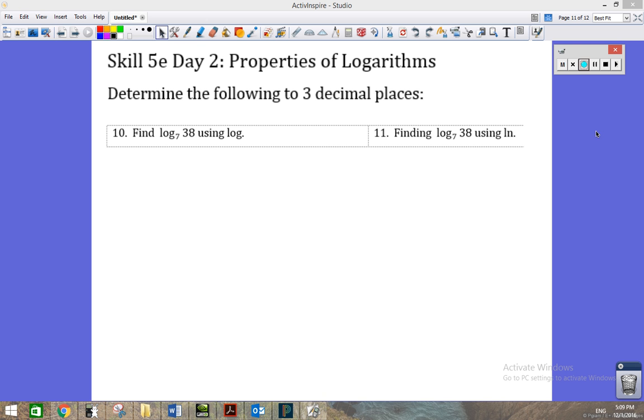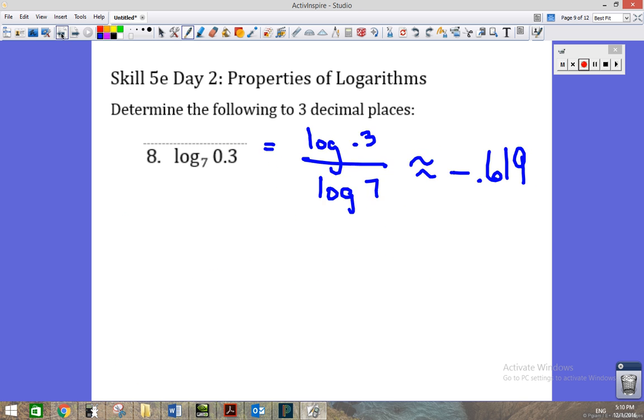Actually, on this Skill 5e Day 2, I thought there were 9 problems that had the same directions. There were actually 11 problems, so I had 2 more problems to do that I meant to be on the previous video, but we can do these real quick. Again, these 11 problems were using the change of base formula.